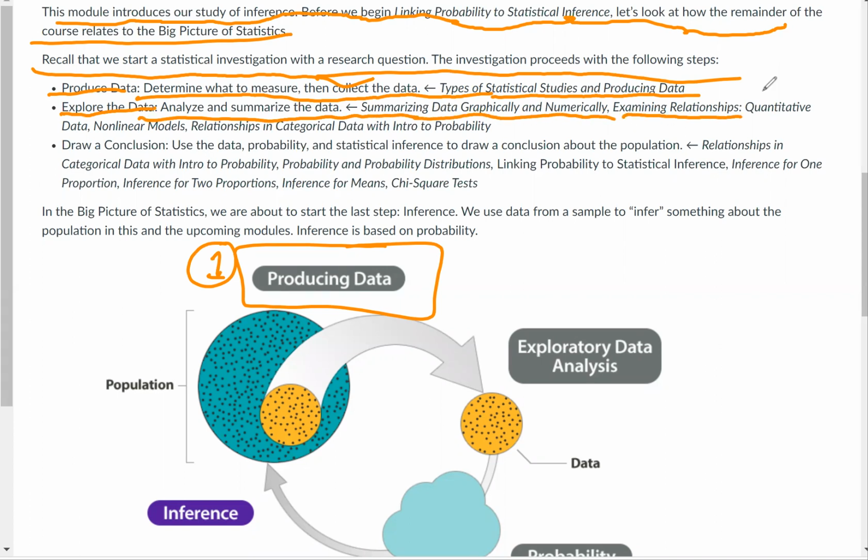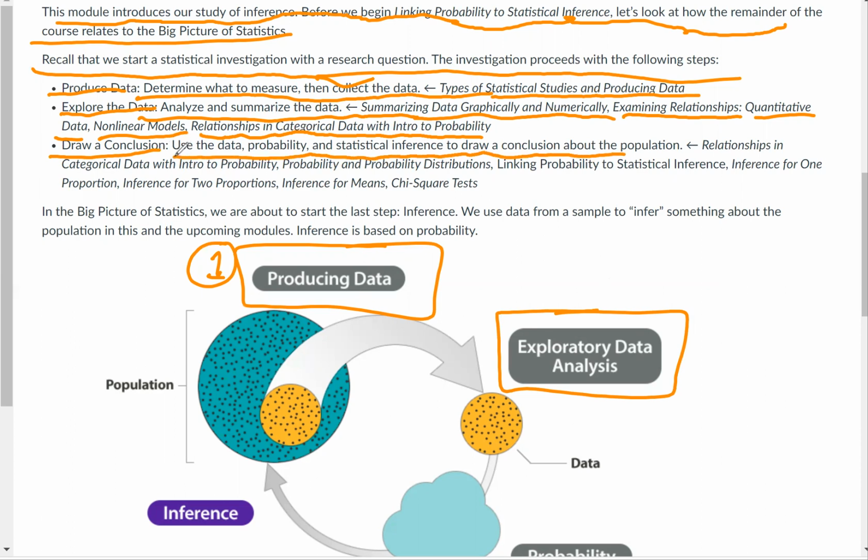We also examine relationships, quantitative data, nonlinear models, relationships and categorical data with introduction to probability. We saw all that before. And then once we're done exploring data analysis, we draw a conclusion. Use the data, probability, and statistical inference to draw a conclusion about the population. Probability and probability distributions, we've seen that also.